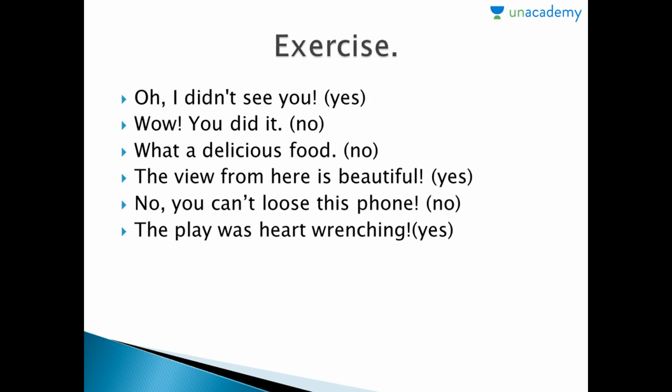The next one, the view from here is beautiful! Starts with a capital letter, ends with an exclamation mark, and it makes sense. So yes, it is an exclamatory sentence. Next one, no, you can't lose this phone! It is an exclamatory sentence. I'm sorry I've written it wrongly, but it is an exclamatory sentence. The next one is, the play was heart-wrenching! Yes, it's an exclamatory sentence. Please excuse the last but one. The correct answer is yes.